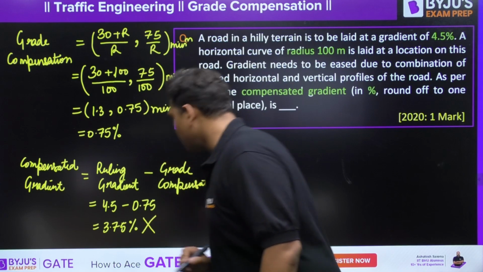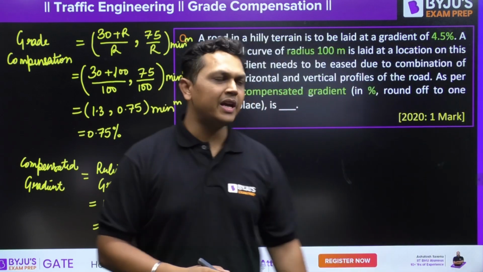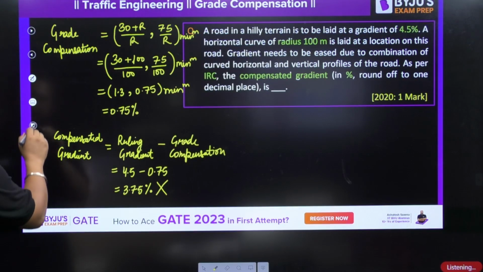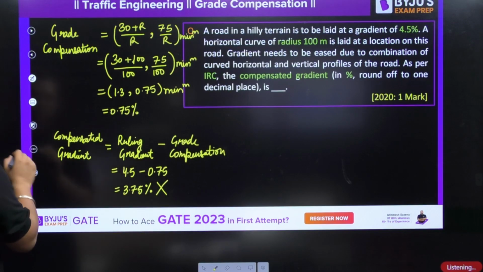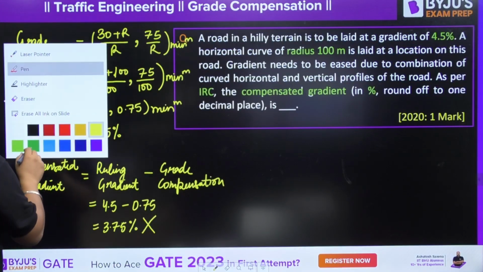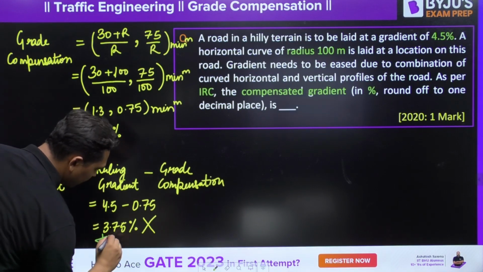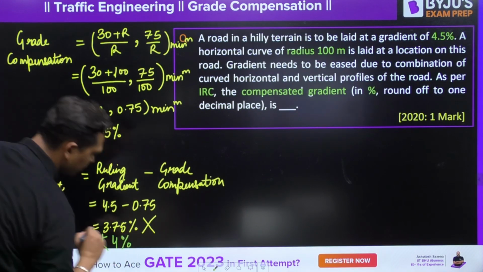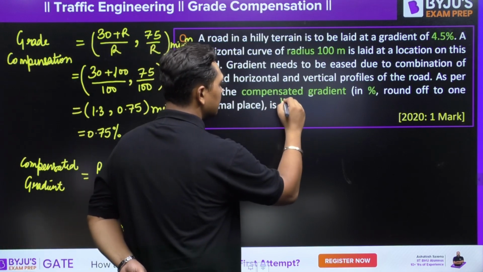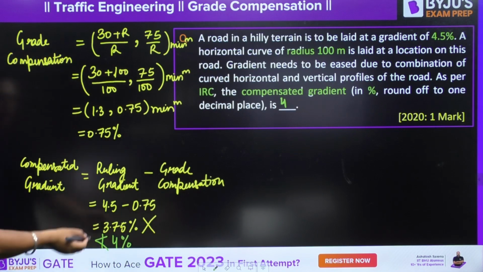This is completely wrong. Why? Because compensated gradient, in no case, should be less than 4%. So the answer to this question is going to be 4%. So you will take the value to be 4%.